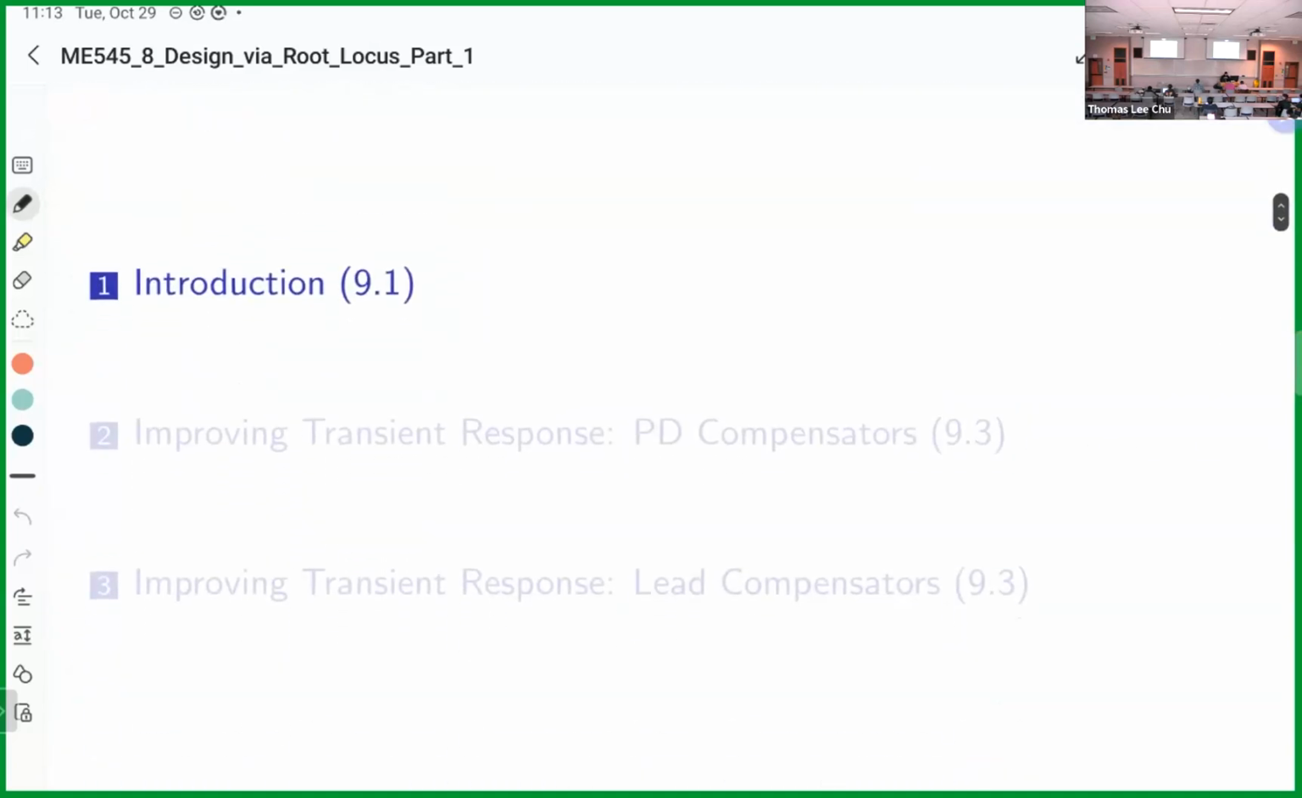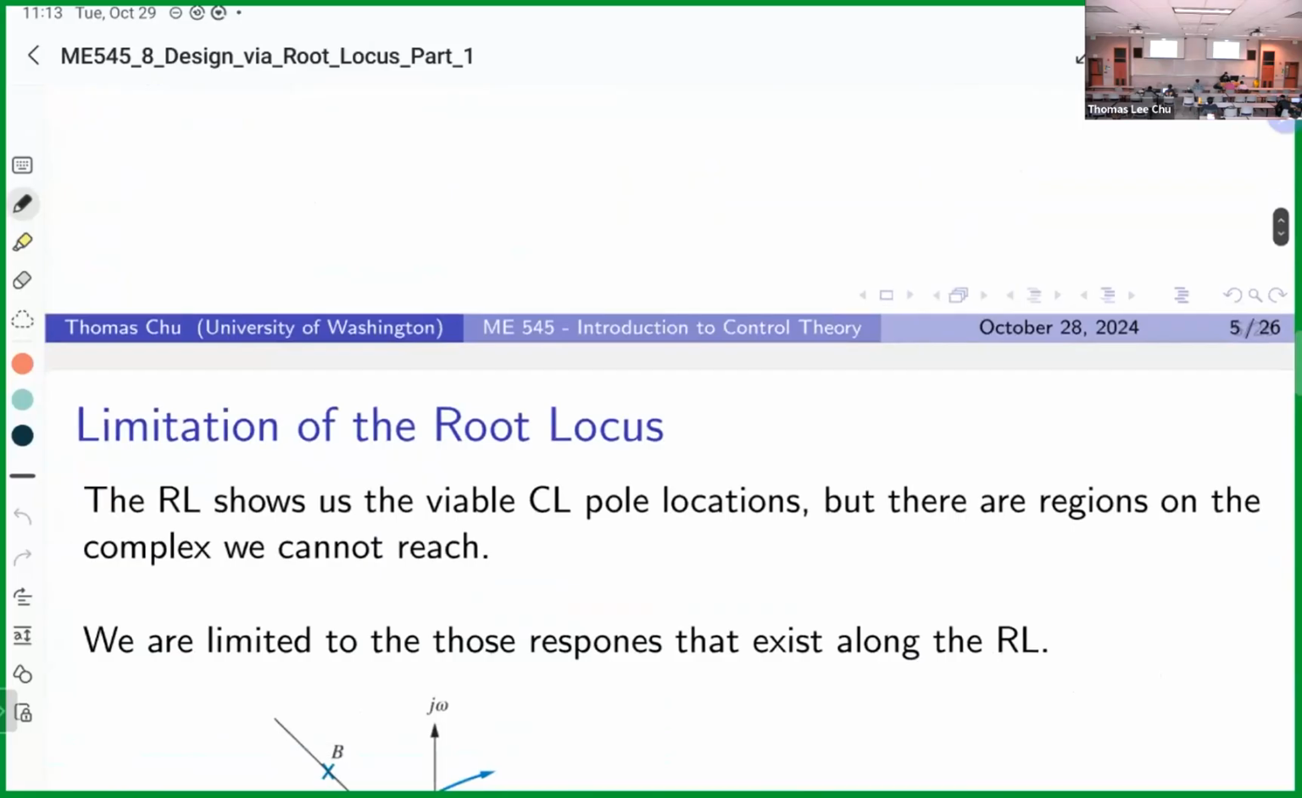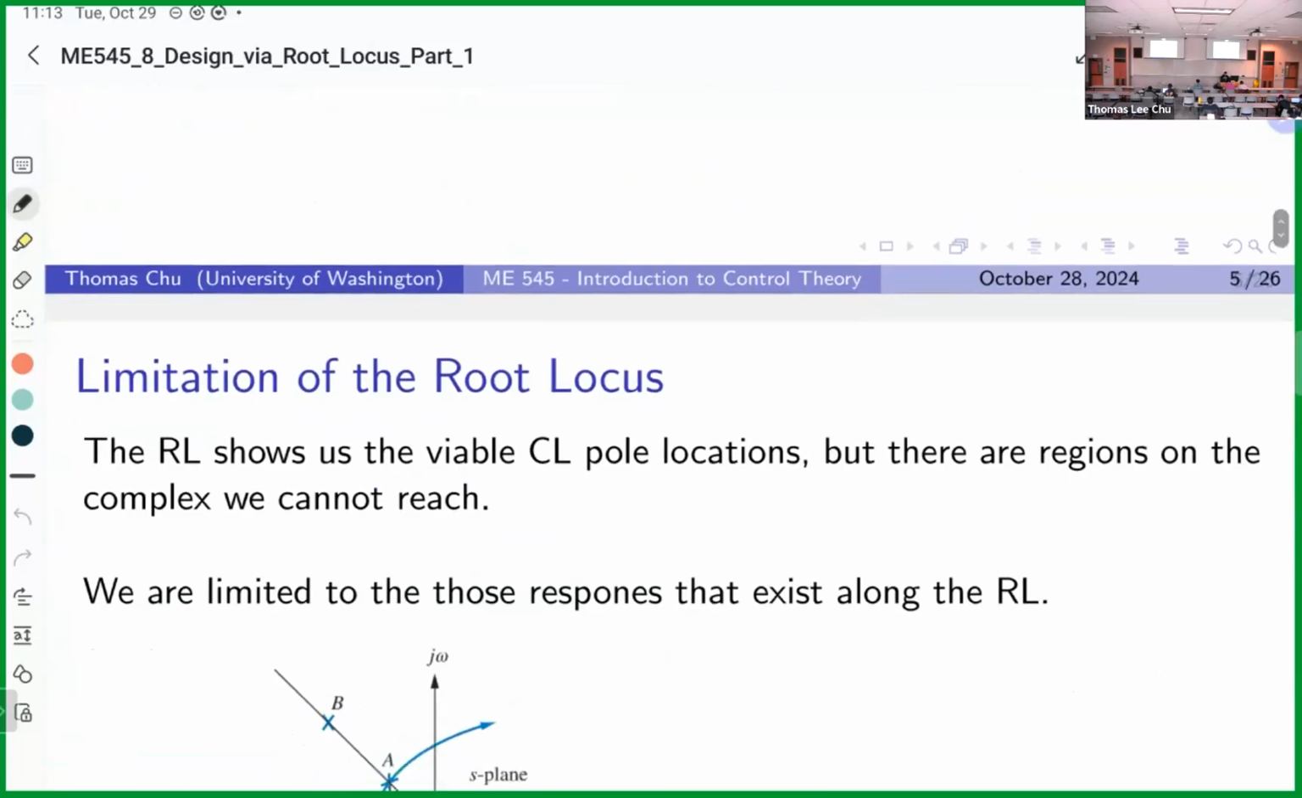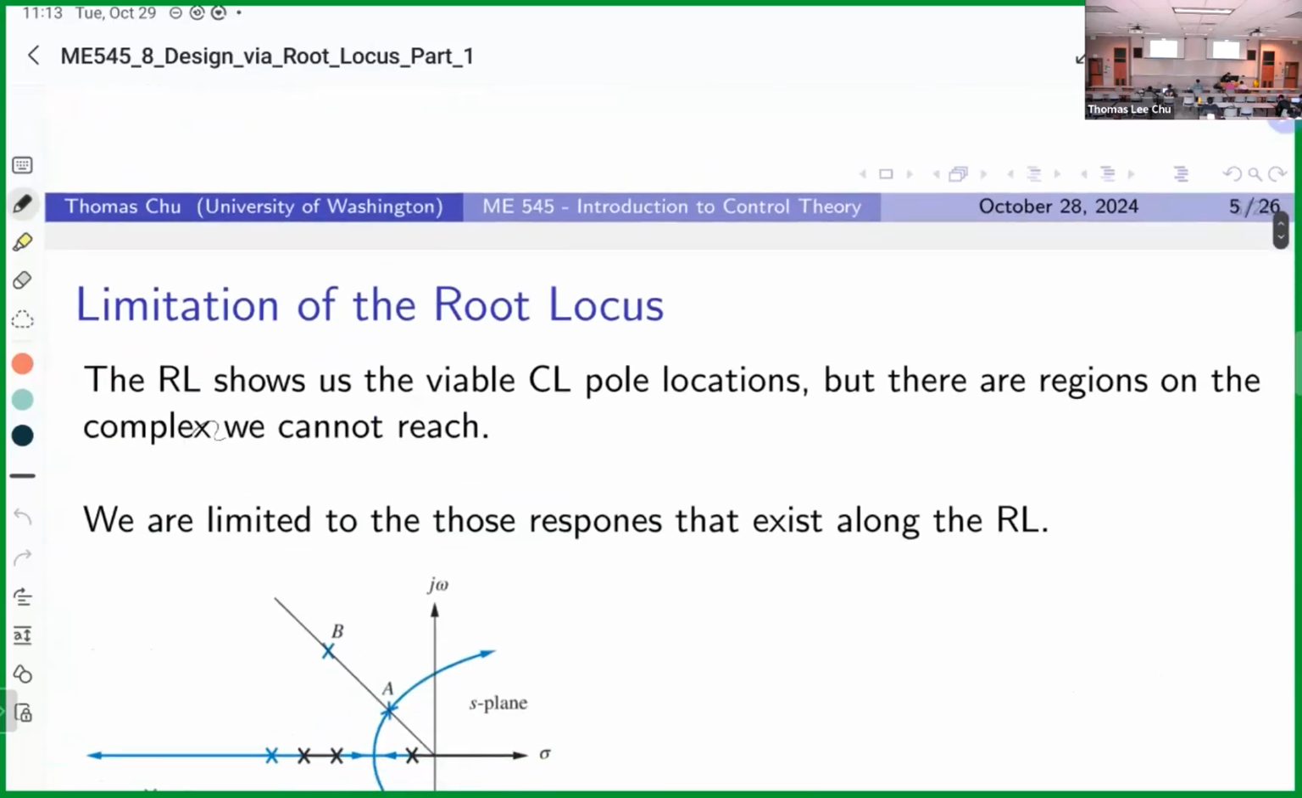So just a little introduction to chapter 9. The root locus shows us the viable closed loop pole locations, but there are regions on the complex plane that we cannot reach. We are limited to those responses that exist along the root locus.